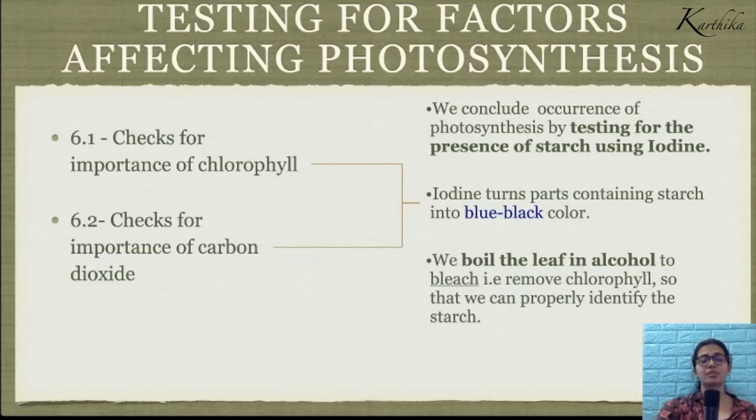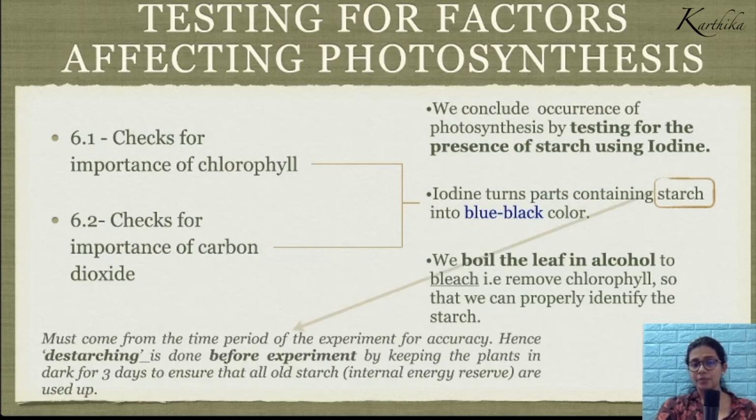First step that we'll be doing is called destarching. That's because the starch that we are testing for occurrence of photosynthesis, it's very important that it comes from the time period of the experiment. Sometimes starch that has been stored since a long time before the experiment can also remain in the plant. So that will interfere in our results. So that's why it's important that the plant starts fresh during our experiment.